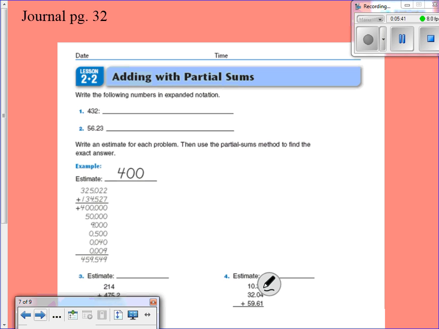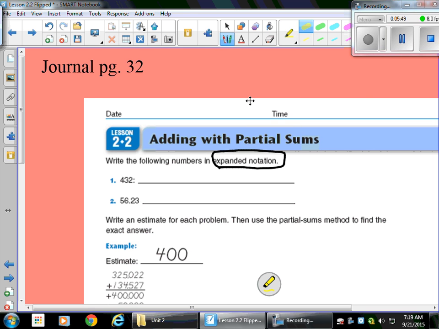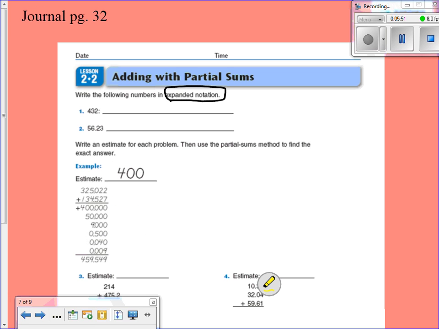Write the following numbers in expanded notation. If you forgot what that was, kids, I want you to go back and take a look at my video in the beginning. I'm going to change this to a highlighter so you can follow along.